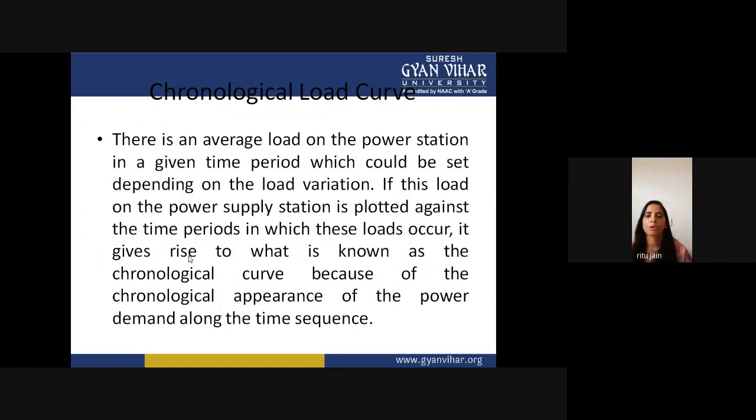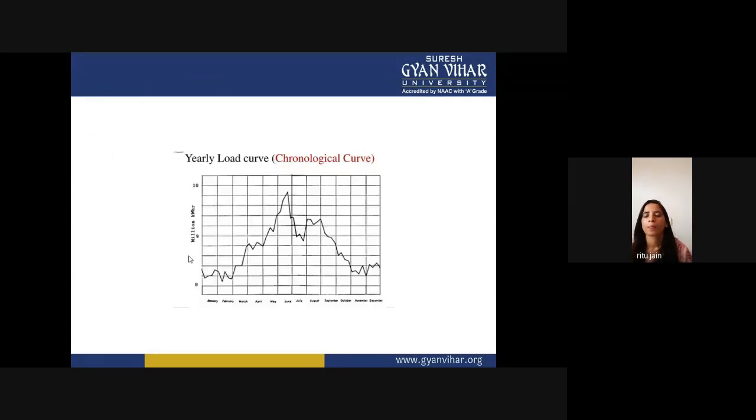It is called a chronological curve because of the chronological appearance of the power demand along the time sequence. Your yearly load curve, or chronological load curve, is given here. This is the month of January, February, March, April, May, June, up to 12 months. The load is given here by the help of the chronological curve. This is the load in million kilowatt hour. So this is your chronological load curve.